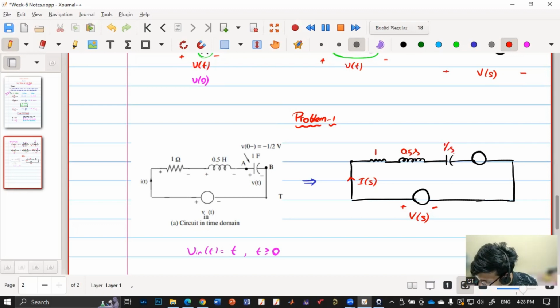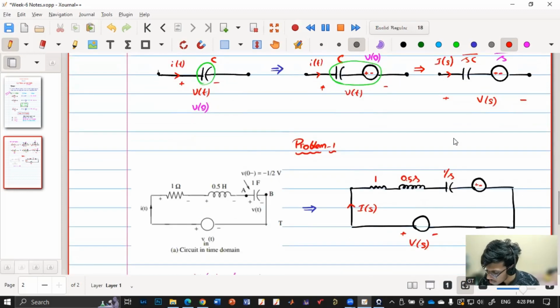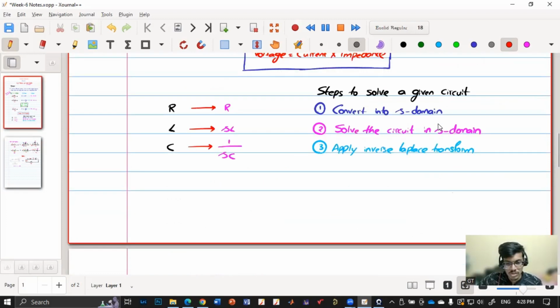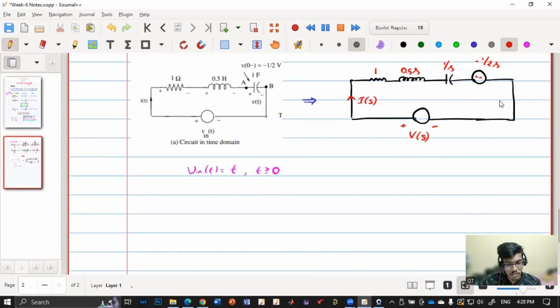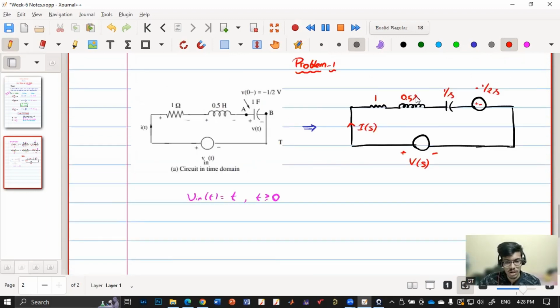And this initial condition is minus 0.5. So what will be the value in S domain? Minus 1 by 2S. Now we have converted everything into S domain, so our first part is done. Now we have to solve the circuit in S domain. There is no d by dt term, so we just have to apply our mesh analysis, nodal analysis, anything.